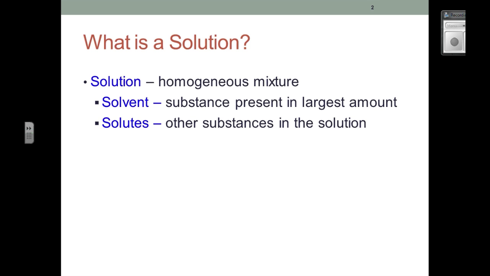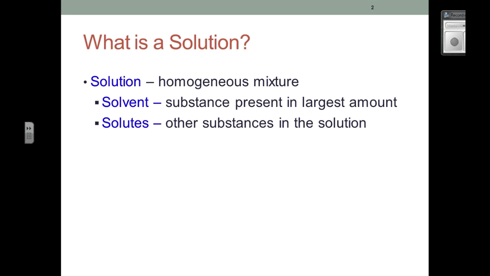It is a homogeneous mixture, meaning if we take a little bit of a mixture from the top, it is the same concentration as from the bottom. It is evenly spread out. Our solute is evenly spread out in the solvent. So the solvent, we define it as the substance that is present in the largest amount.